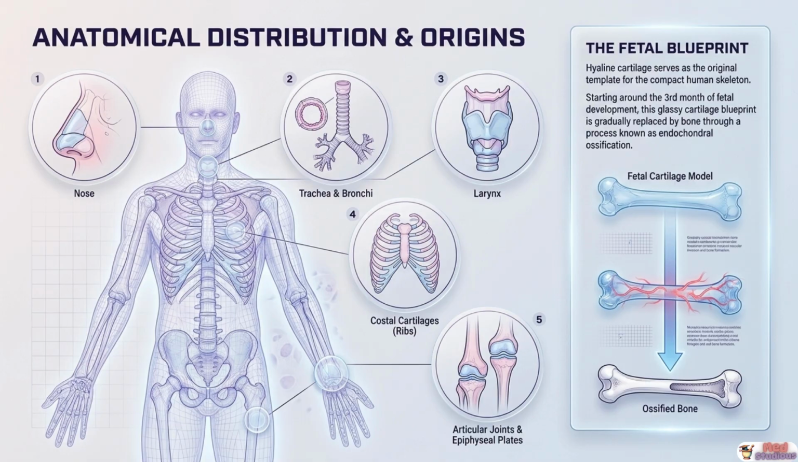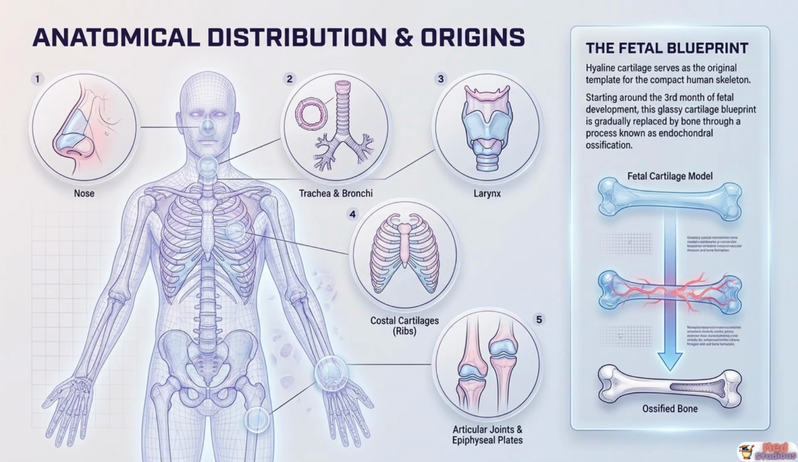Location 1 is the nose. The septal and alar cartilages of the nose are hyaline cartilage, providing the structural framework that shapes the nasal passages and maintains the airway openings, while allowing sufficient flexibility to withstand the minor trauma of everyday life without fracturing. Location 2 is the trachea and bronchi. The C-shaped cartilaginous rings that encircle the trachea and the ring-like cartilage plates of the larger bronchi are hyaline cartilage, providing the rigid structural support that prevents these airways from collapsing during the negative pressure of inhalation.